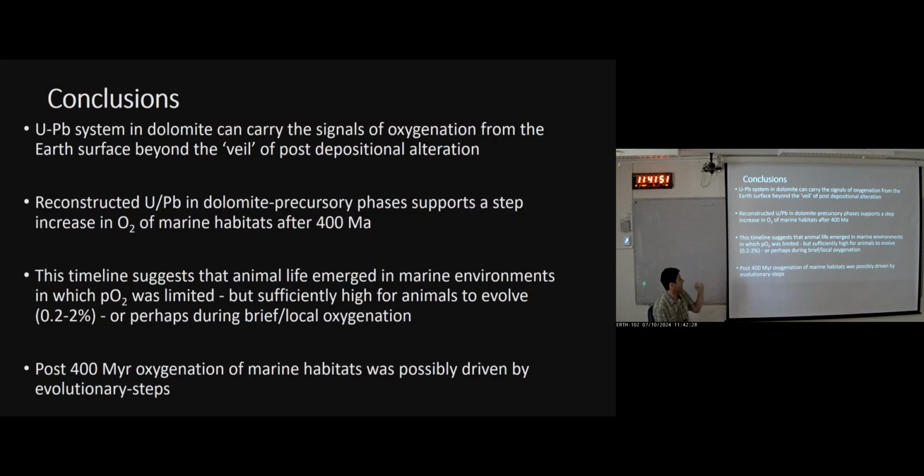Or maybe they were moving faster, but during very short intervals of time and very localized oxygenation events. And finally, we think that the final, persistent oxygenation of the ocean after 400 million years likely reflects, or was possibly driven by, evolutionary steps like the expansion of vascular plants, of trees.